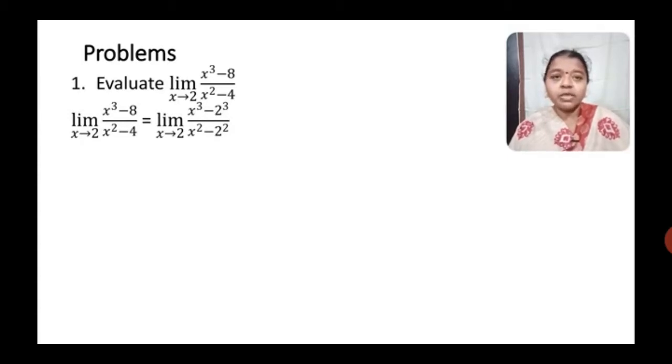Now the numerator is of the form x cube minus 8, which can be written as x cube minus 2 cube, and the denominator as x square minus 2 square. Now let's see how to solve this particular problem.